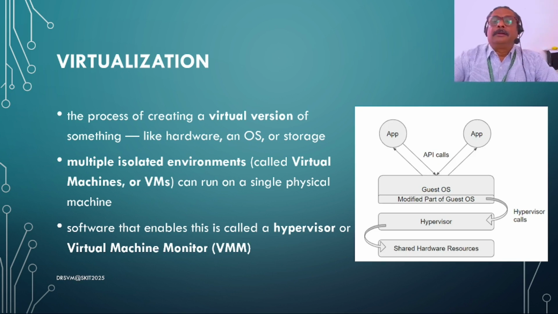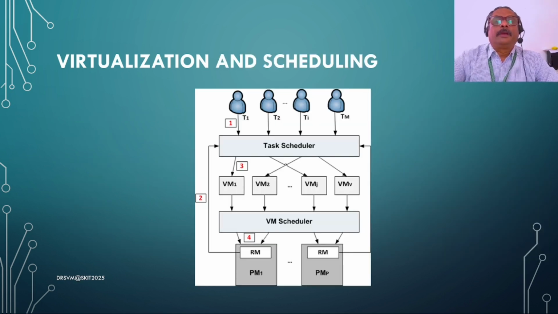So that's virtualization. And then coming to virtual scheduling, we have multiple tasks, and multiple tasks want to work on different types of machines, different types of operating systems. So this whole thing has to be somehow scheduled. There are basically two types of scheduling required. One is the virtual machine scheduling, and the other one is the task scheduling.